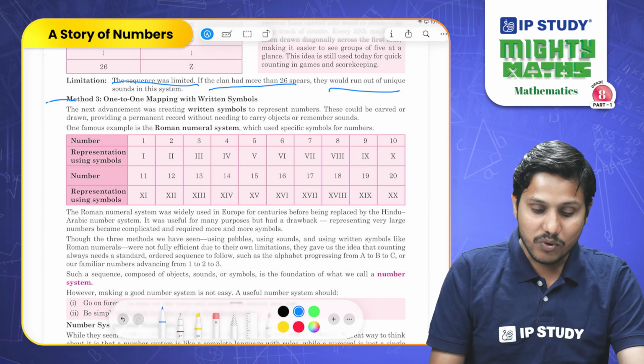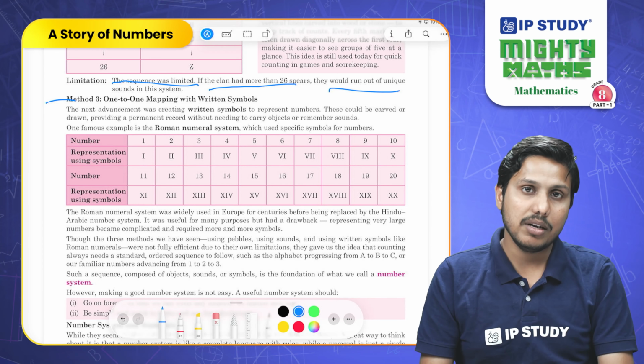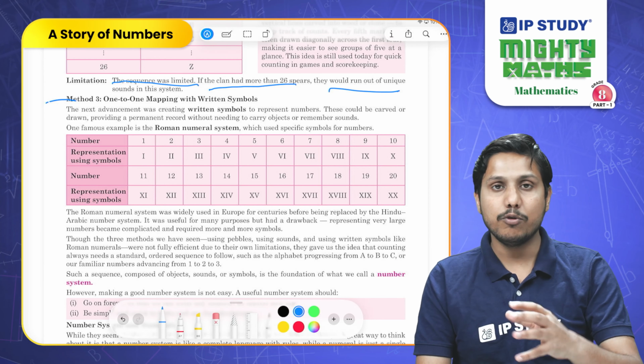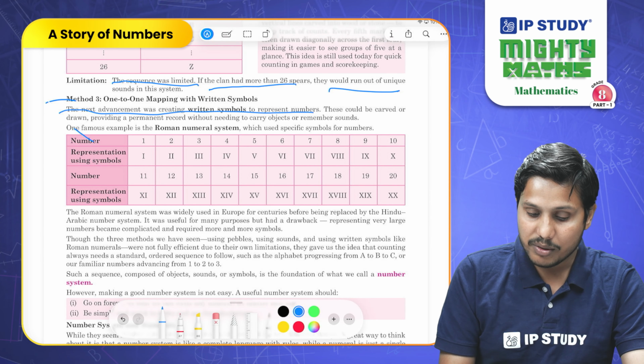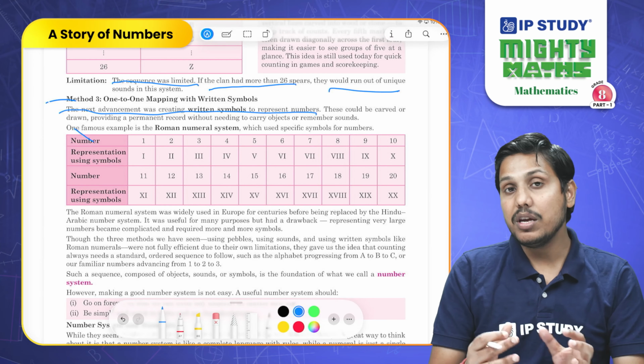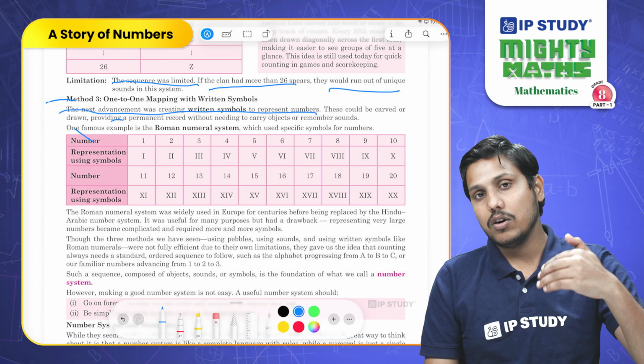Method 3, one-to-one mapping with written symbols. So later on symbols were developed to map or to count the items that they were carrying, or let's suppose if there are 4 items they want to record. So the next advancement was creating a written symbol to represent numbers, which can be carved into a stone or can be drawn on a wall.